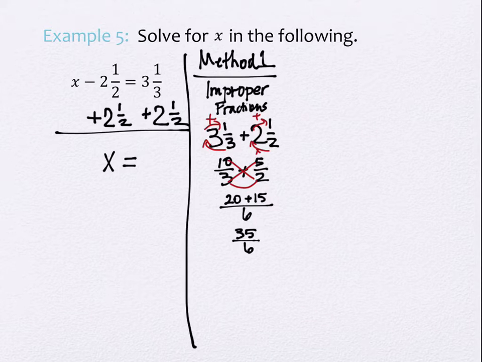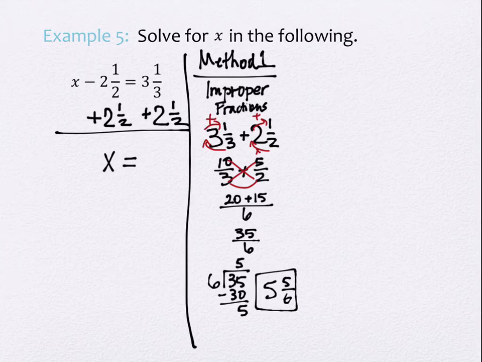I actually am not allowed to leave this as 35 out of 6. If a problem starts out with mixed numbers, the answer needs to be in mixed numbers. If the problem starts out with improper fractions, the answer needs to be in improper fractions. So I do need to take the 35 and divide it by 6. It will go in 5 times, leaving me with a remainder of 5. So this is 5 and 5/6. There's lots of steps to that. Lots of converting in and out of the mixed number notation.